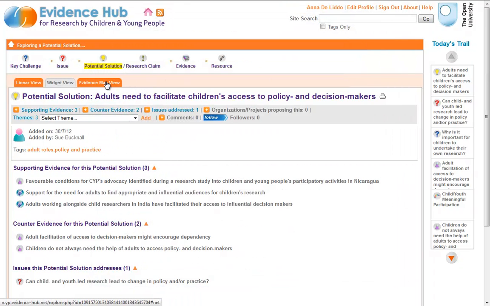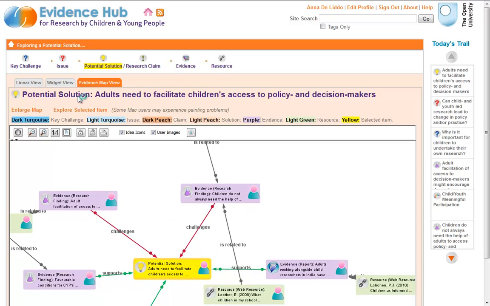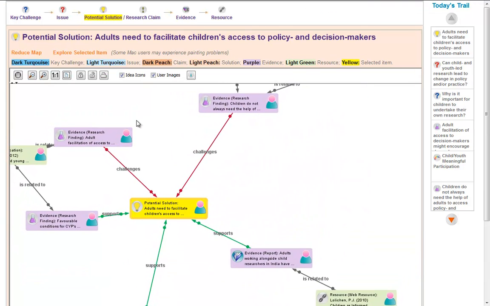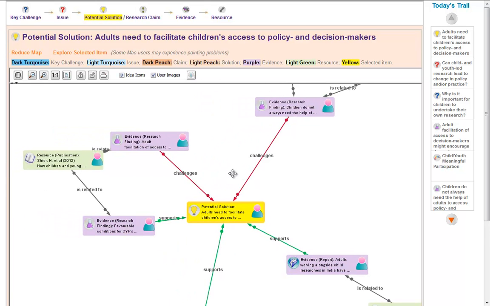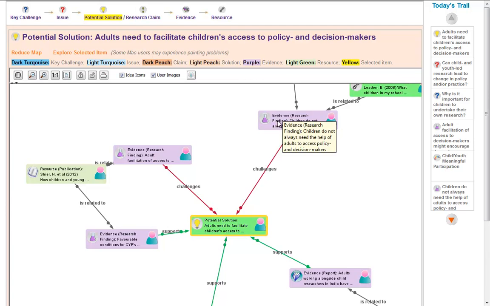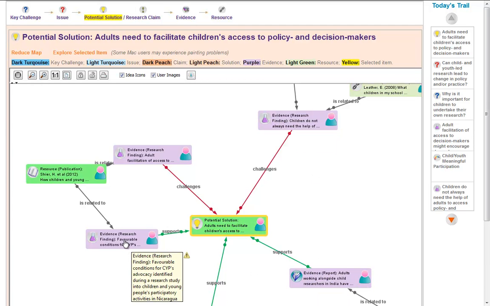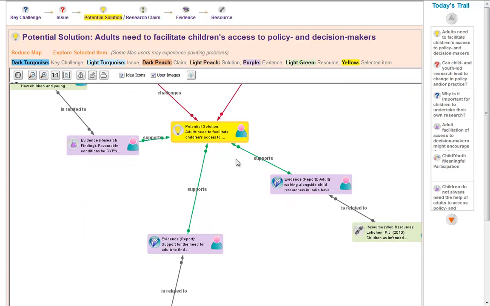But we also have this thing called the evidence map view, and this shows you in a visual format what we know about this solution. And you can see that we have here 4 purple pieces of evidence. 2 of them are challenging this solution and 2 of them are supporting it.